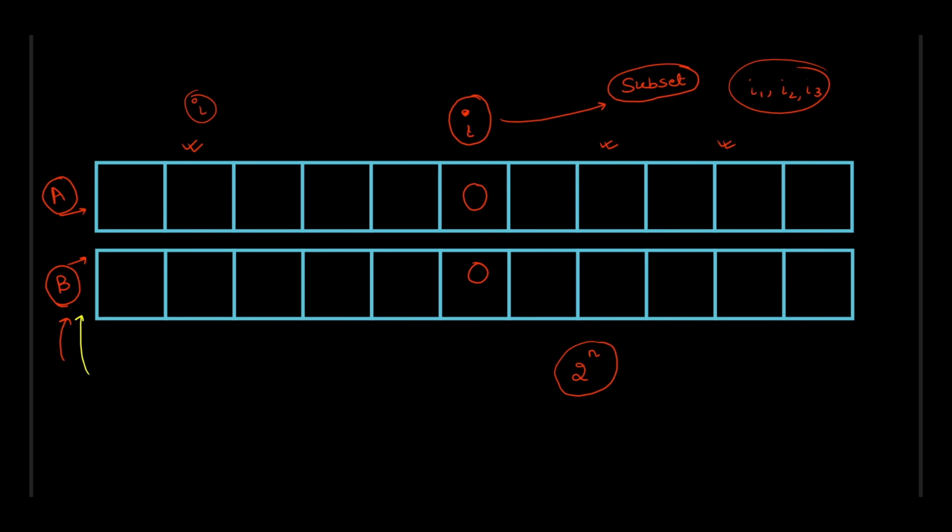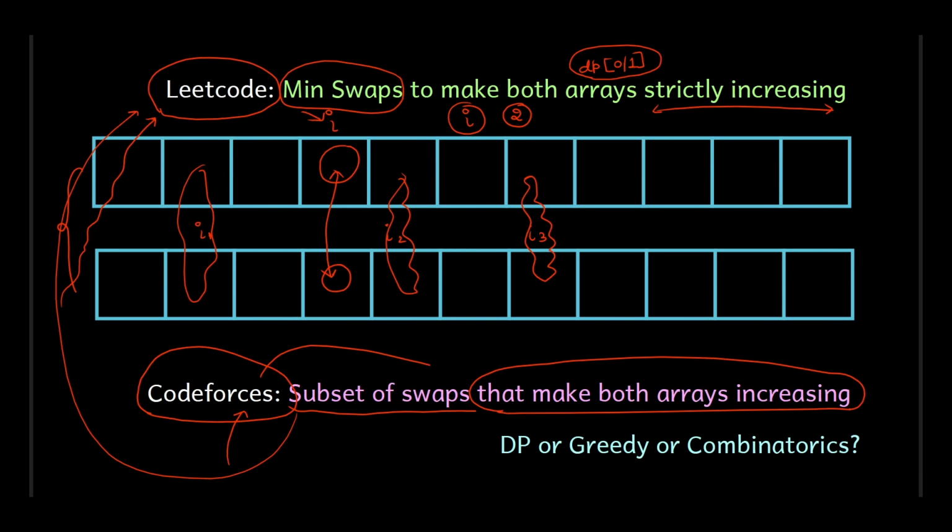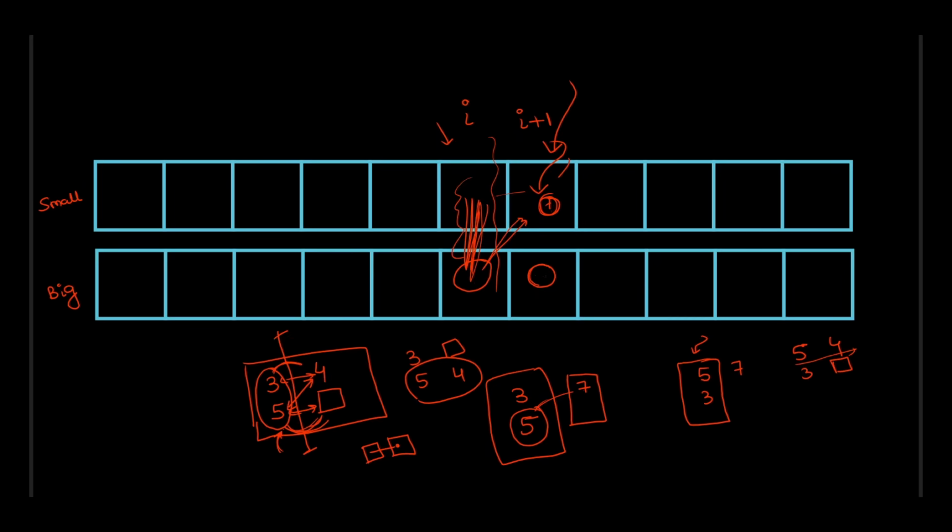And if an answer exists, then your best chance of reaching that answer is by doing this reordering, so that all the smaller elements are together and all the bigger elements are together. Now coming back to the LeetCode problem. In the LeetCode problem, you have to figure out the minimum number of swaps to make both the arrays strictly increasing. So you can apply the same technique here as well.